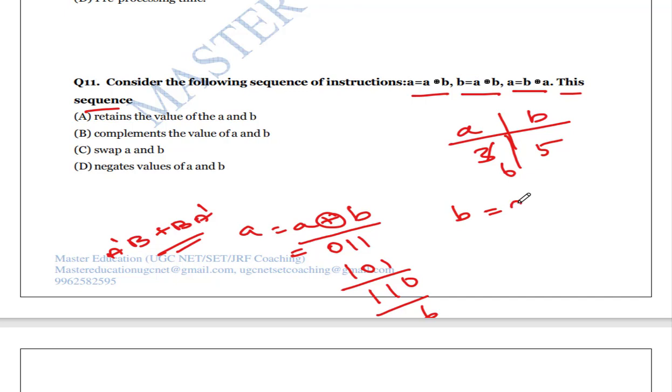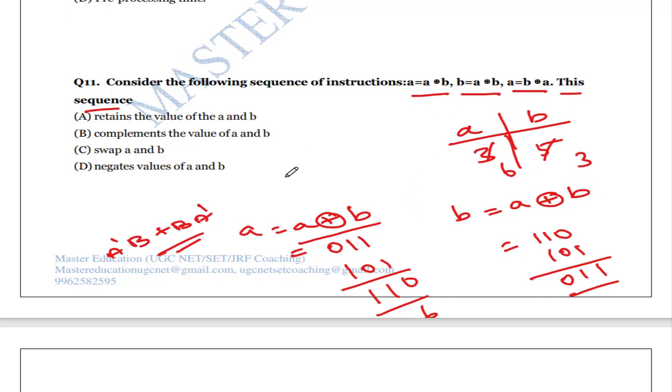Then b equal to a exclusive OR b, the second statement. So what happens? What is the value of a? That is 6, 1, 1, 0. And what's the b value? 1, 0, 1. So what happened? 1, 1, 0 exclusive OR 1, 0, 1 gives 0, 1, 1. So this will become 3.